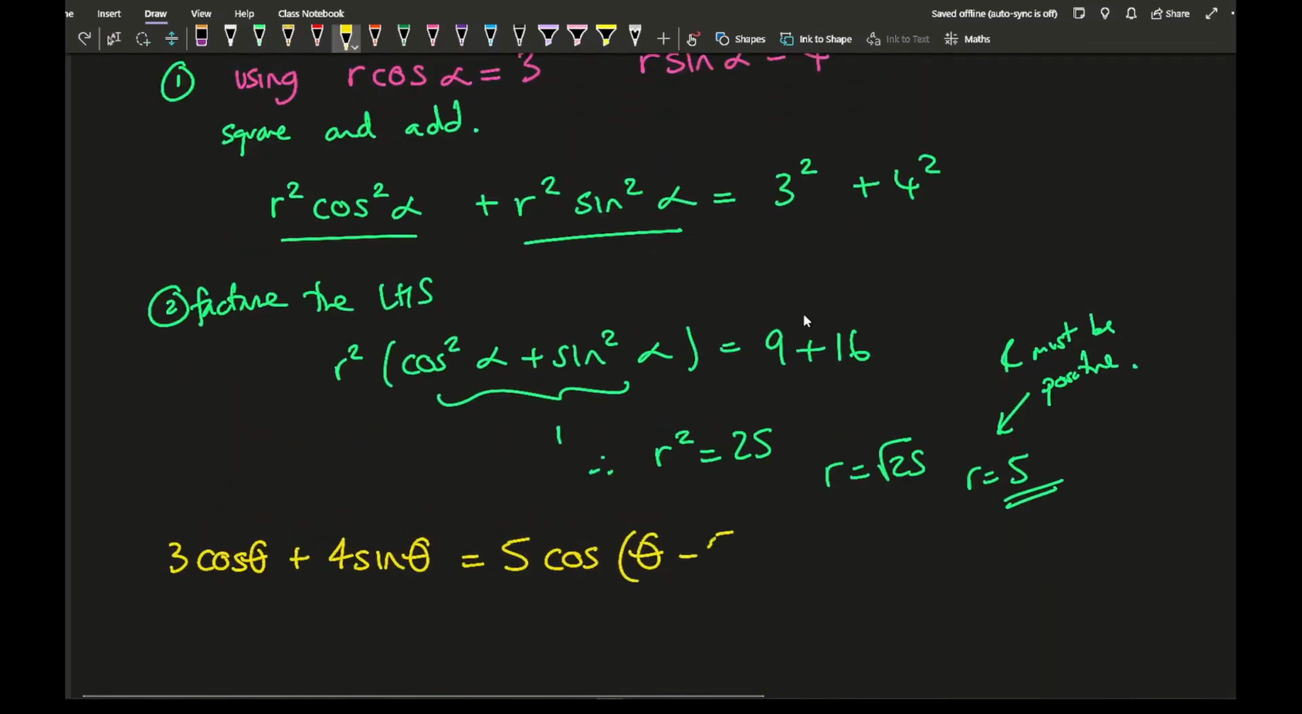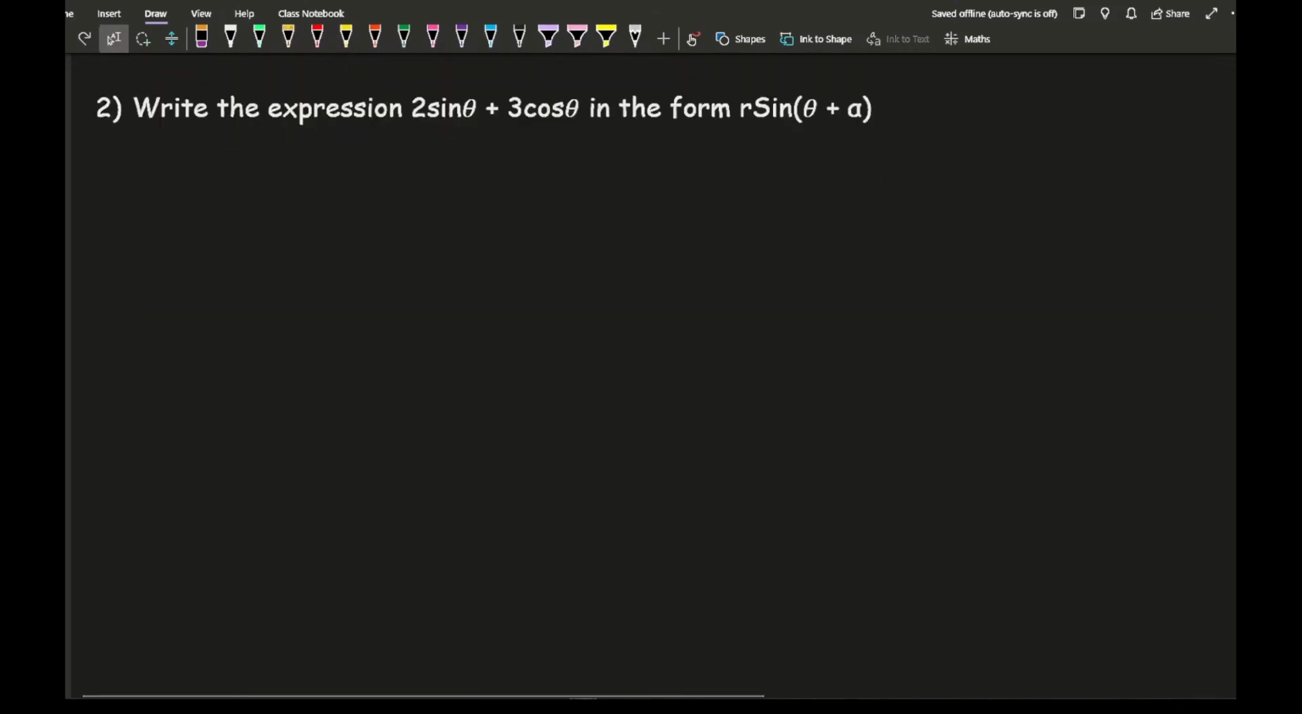And there is my final answer. So now let's have a look at our second expression, and what we're doing here is working with sine. So again, it depends on which one to choose.